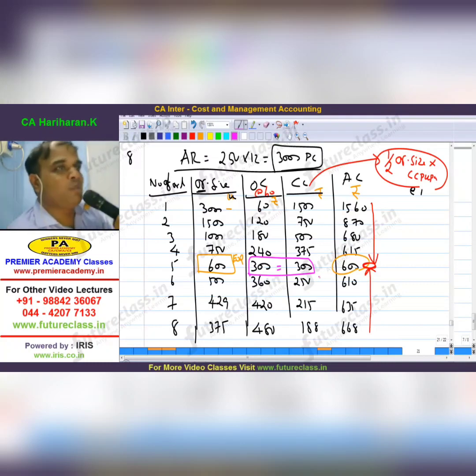I am going to give the important question again. Ordering cost 300, EOQ, clear? Find the associated cost. You get confused about how to compute it: sir, the carrying cost formula is not there. No, ordering cost is equal to carrying cost, therefore what is the associated cost?